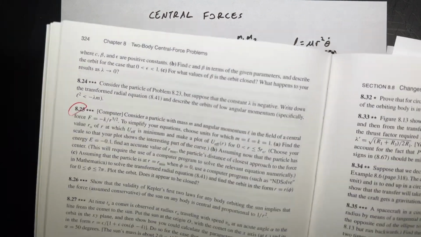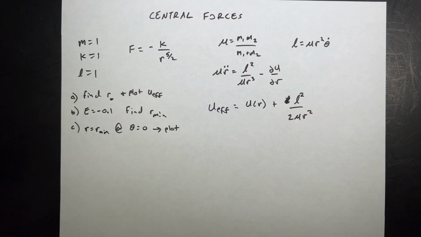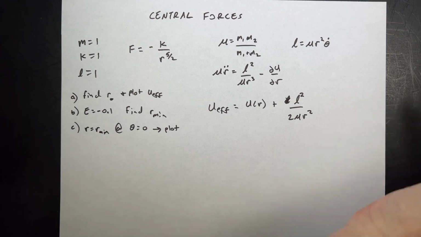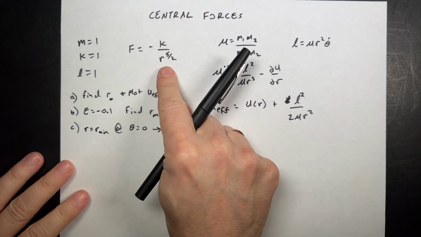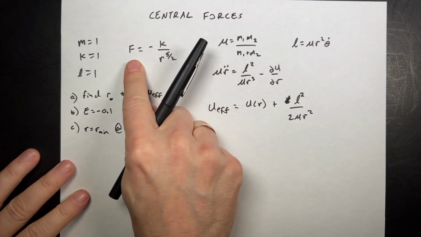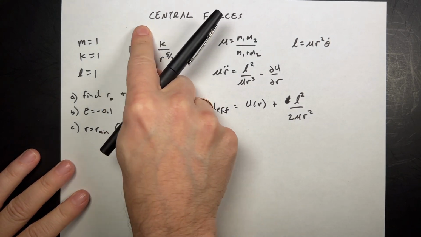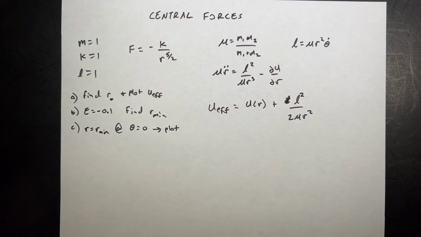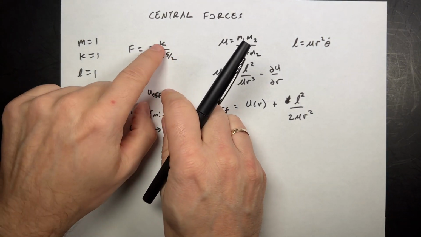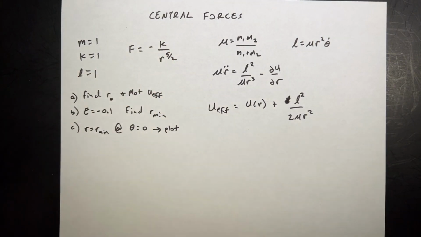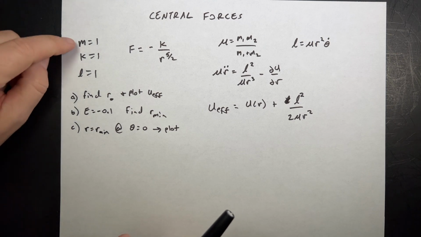But it's a central force problem, so I'm going to describe the problem and then I'm going to go in and do it. So the problem is a particle moving under a central force. The magnitude of the force in the r direction is this. I'll talk about central force in just a second. Negative k over r to the 5/2. That seems like a weird value, but it works out fine.